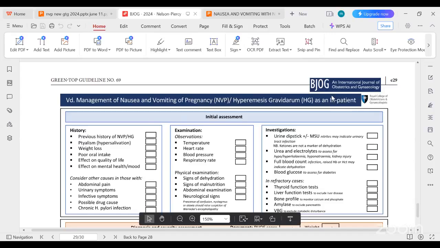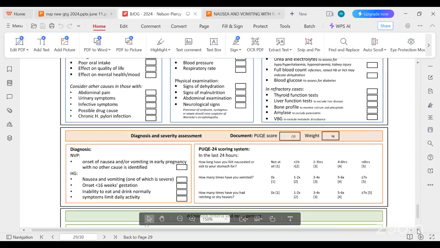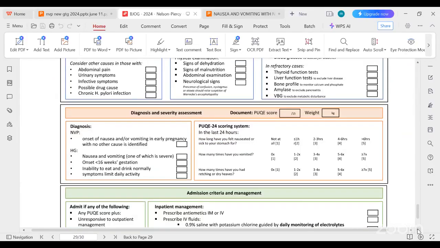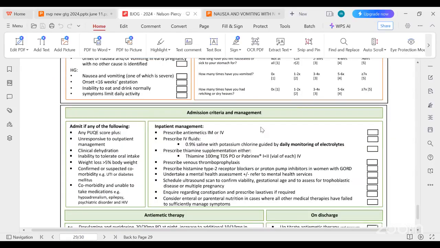so this is the inpatient management here. Now, in the inpatient management, they can even ask you an extended matching question. The inpatient has been given an intramuscular or IV antiemetic. What next step will you do?